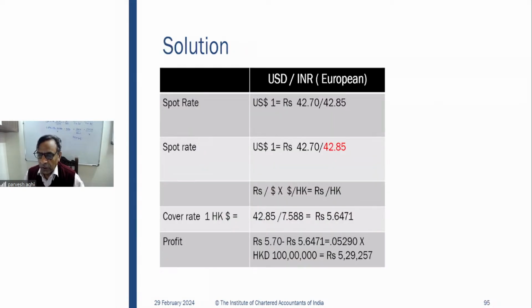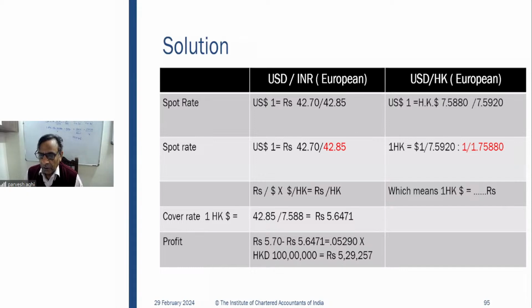Okay, so let's talk about this. The spot rates are given to us, USD versus INR and USD versus Hong Kong dollar. Both are European in nature. So we need to convert the second one into American, because the first one is absolutely in order, since you have to first buy dollars and then you're going to buy Hong Kong dollars. So in the second row, we have converted that into Hong Kong.